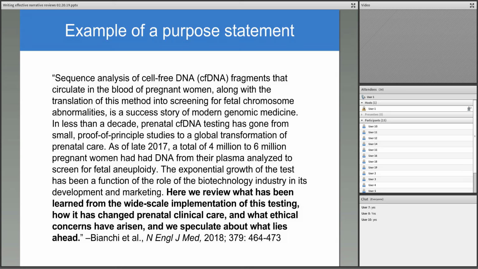I'm going to give you a little time to read this introduction to a review. The purpose statement is in bold.